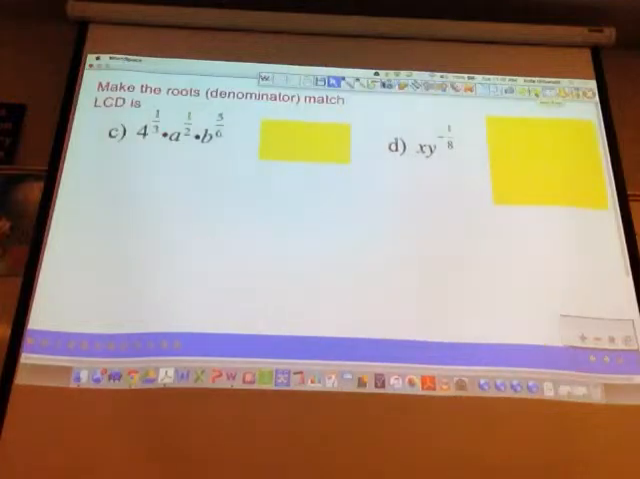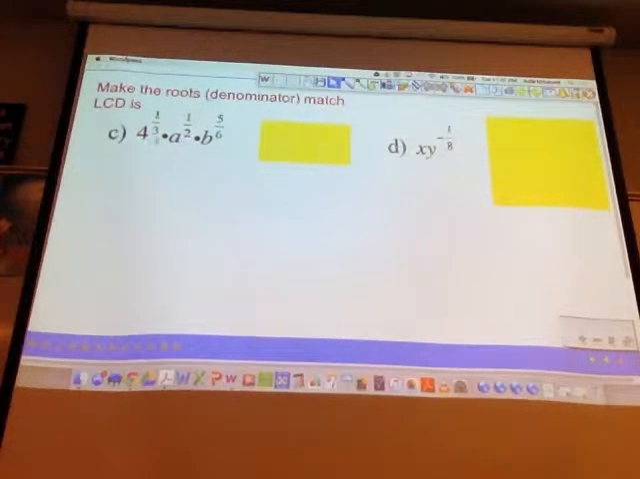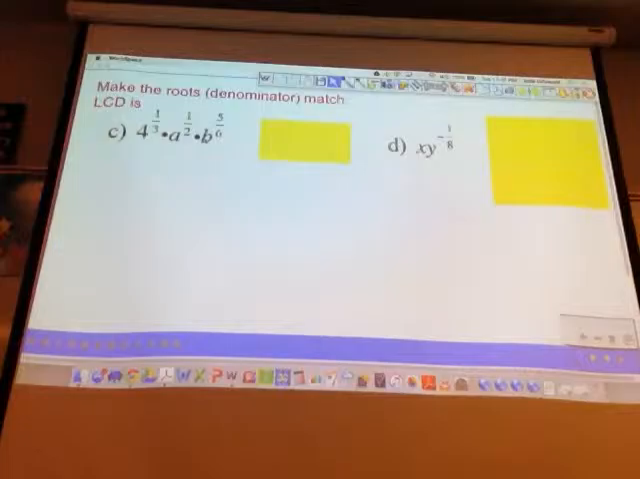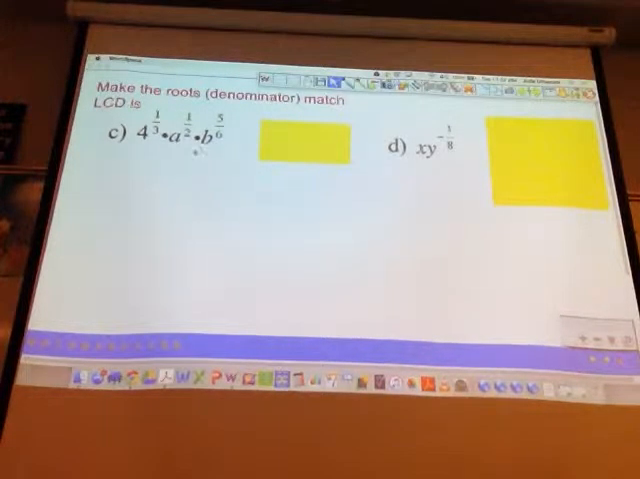Letter C. We've got to think about all our tricks now. And this is one that has different bases. And they have different fractions. Watch what we can do.